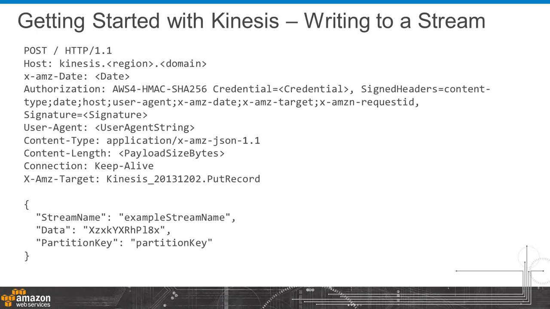This is a little code snippet that shows what a put record call might look like. As you can see, it's an HTTP post. The put record call itself contains the example stream name, the data blob, and the customer supplied partition key. Kinesis itself treats all data as blobs. It does not inspect the data. The only piece of metadata that is returned is the sequence number on a per record in the shard basis.